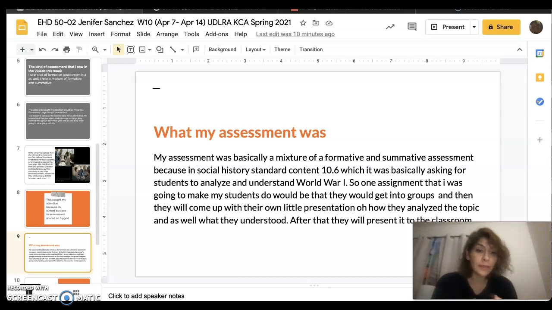So one assignment that I was going to do for my students was that they would get into groups, and then they would come up with their own little presentation on how they analyzed the topic and what they understood on the points, and then they would present it to class. That would give me a way to evaluate my students and their progress, to see where they are and how they understood the material.